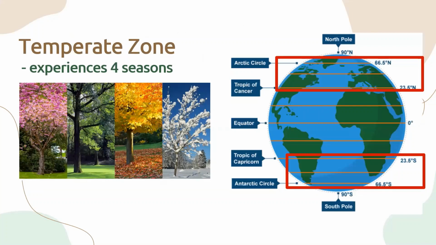Countries located further north or south of the equator get to experience 4 different seasons. We call this the temperate zone. These are the countries located 23.5 degrees to 66.5 degrees north and south latitudes, like Japan, Korea, USA, and Canada.